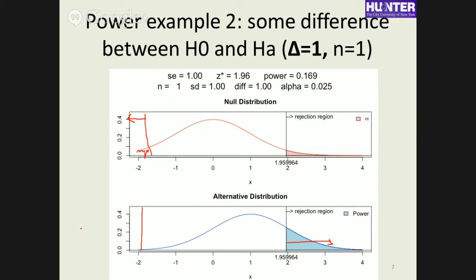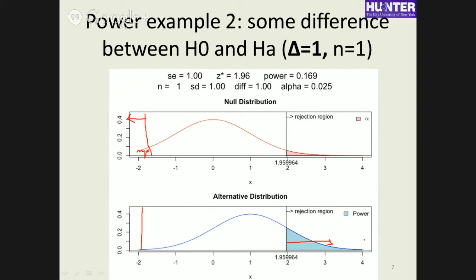If it does contribute something, then you're going to have a very low power because there's a lot of overlap between these two distributions, like in that first case. Yeah, question? Power, we increased that from 0.025. Is that better? Yeah, the power here is better. It's now 0.169. It's still not great. But that's this area. You can see there's more area under this tail now.